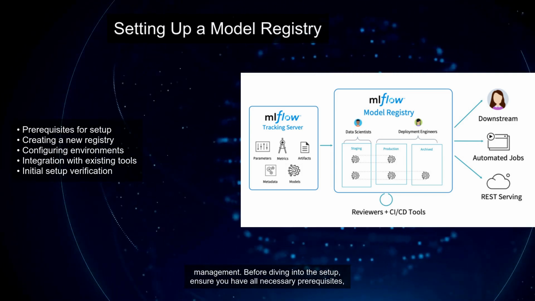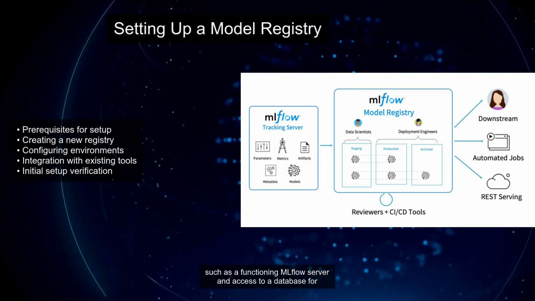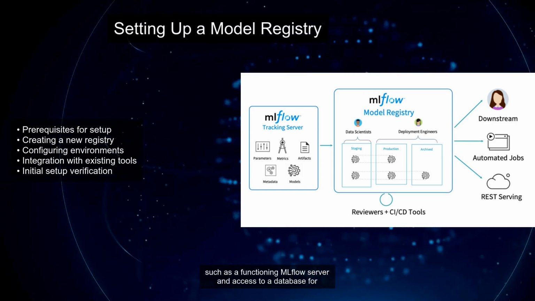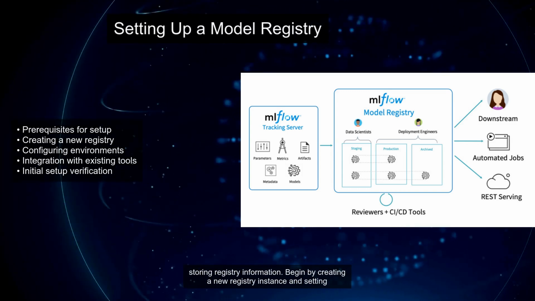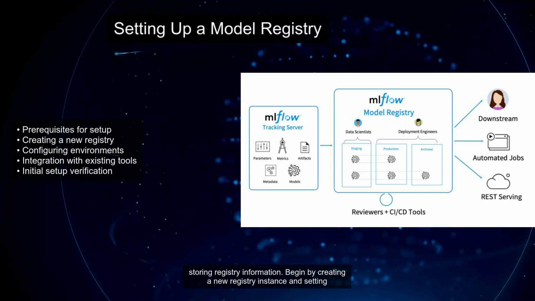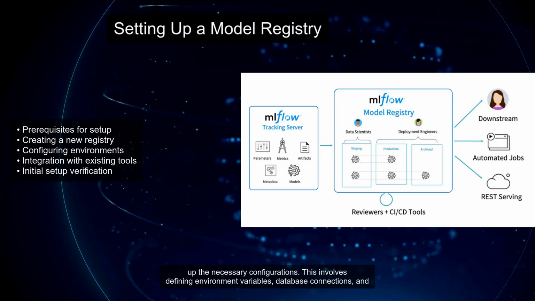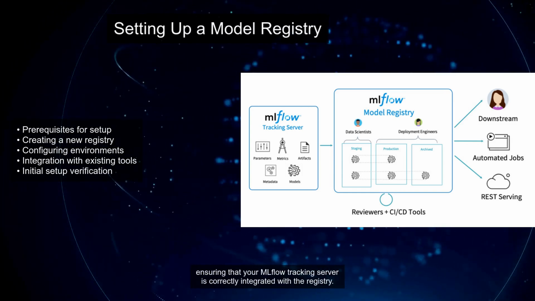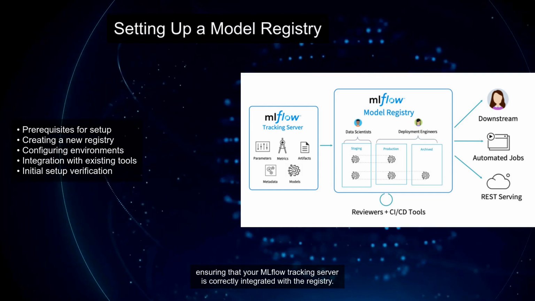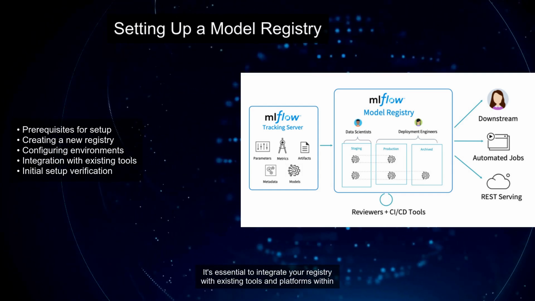Setting up a model registry is the first step towards efficient model management. Before diving into the setup, ensure you have all necessary prerequisites, such as a functioning MLflow server and access to a database for storing registry information. Begin by creating a new registry instance and setting up the necessary configurations. This involves defining environment variables, database connections, and ensuring that your MLflow tracking server is correctly integrated with the registry.